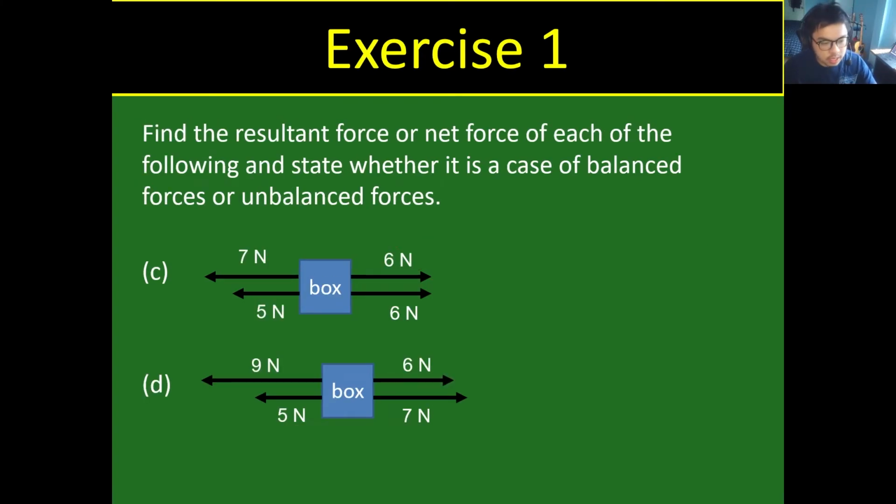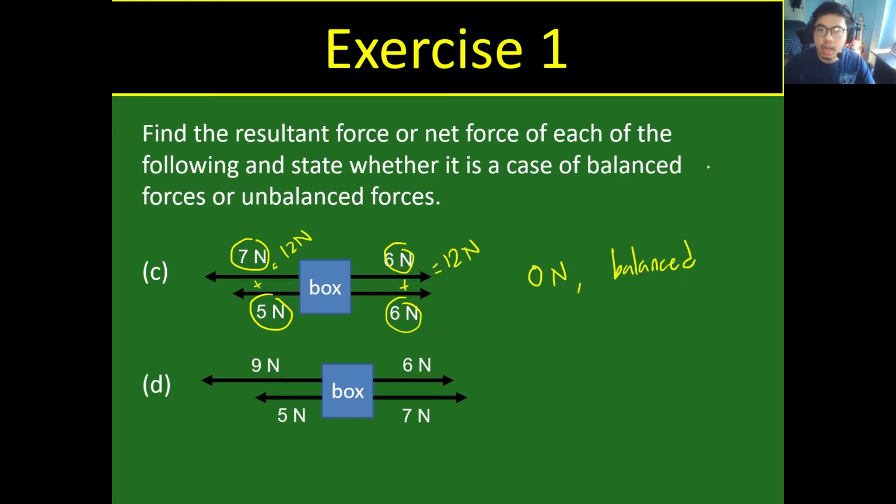Let's do C. Now you have 6 Newton and another 6 Newton force that is pushing to the right. These two will combine and they are a total of 12 Newton to the right. And then 7 Newton and 5 Newton to the left. So these two are a total of 12 Newton also, but going to the left. Now you have 12 Newton pushing to the left and 12 Newton pushing to the right. If you consider these two forces, what is the net effect? What is the resultant force? Because they're equal, they cancel out each other. So there's no resultant force, 0 Newton, and so the forces here are balanced.